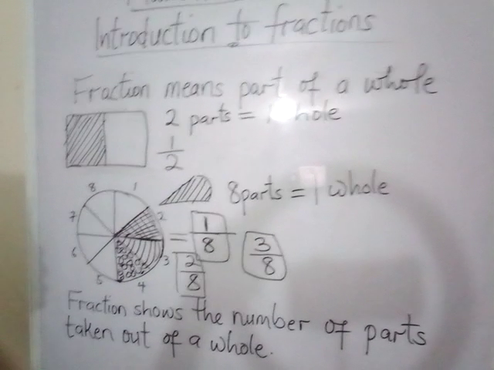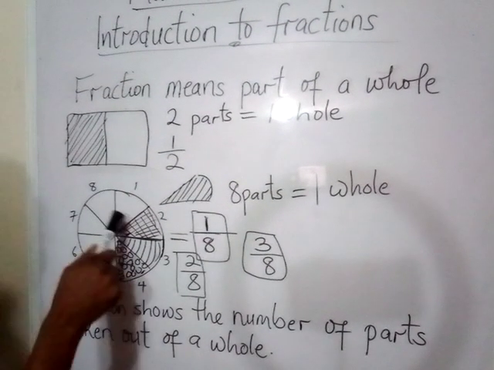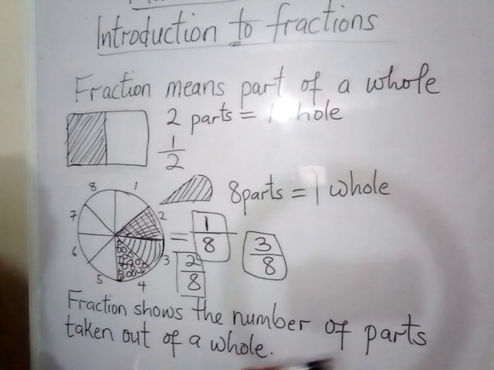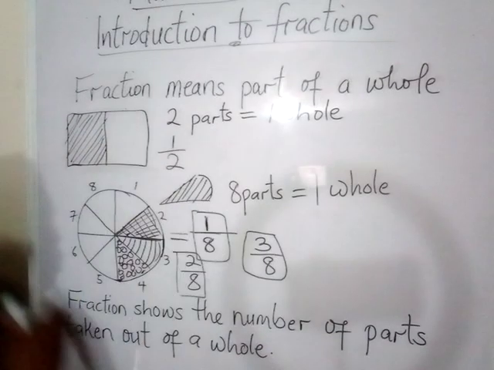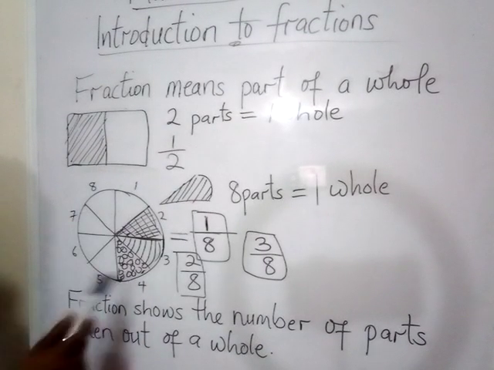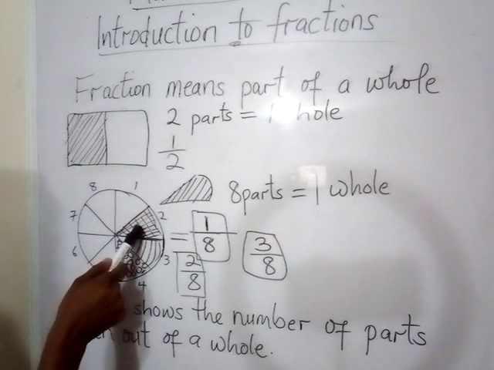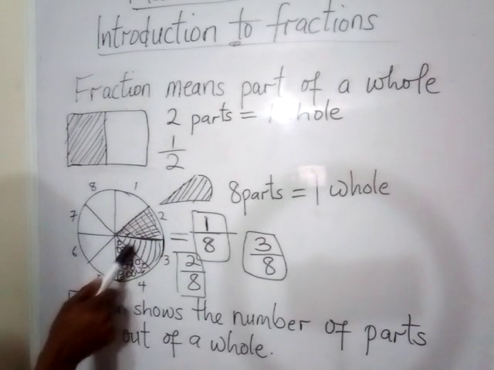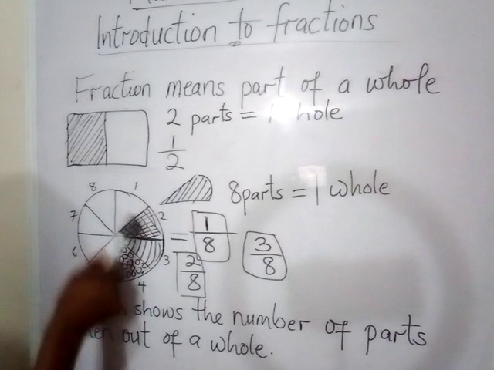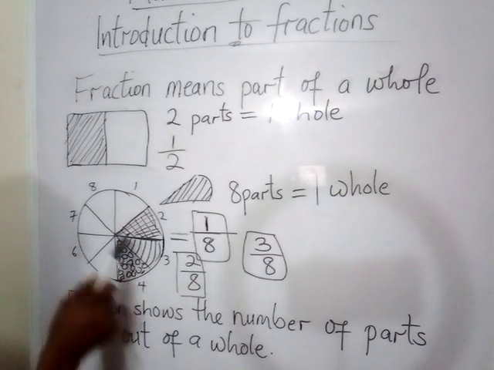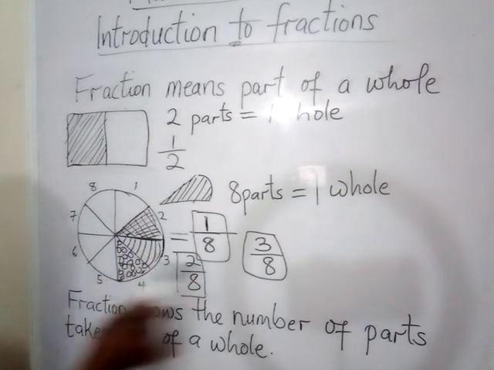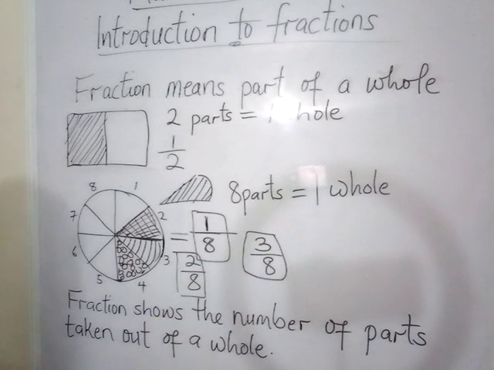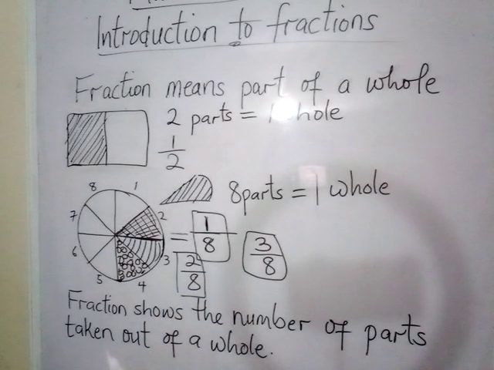Fraction shows the number of parts taken out of a whole. So this is a whole pizza. It could be 1 part taken out, it will be 1 out of 8. If it's 2 pieces of pizza taken out, it will be 2 out of 8. If it's 3 pieces of pizza taken, it will be 3 out of 8. Okay? So that basically is how we represent fraction, which means parts of a whole.